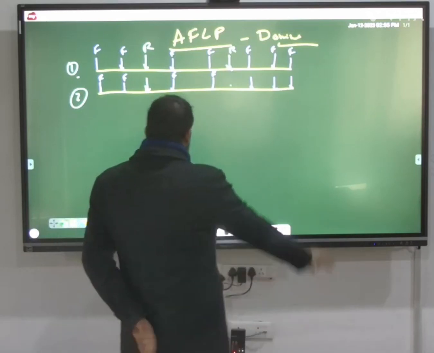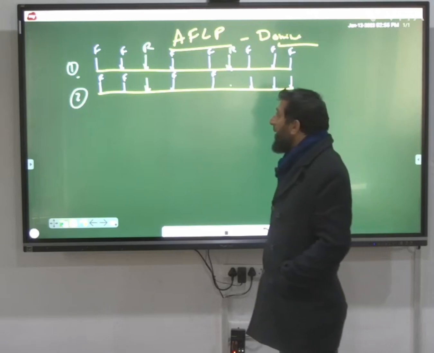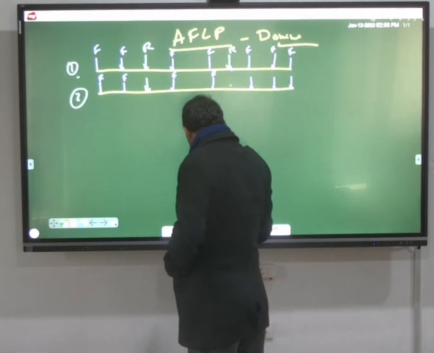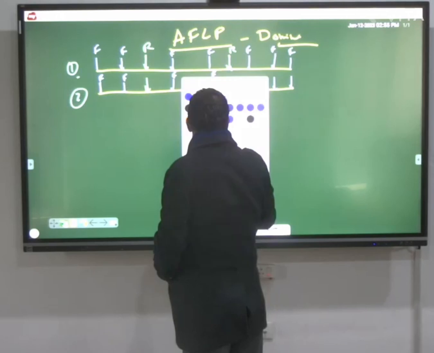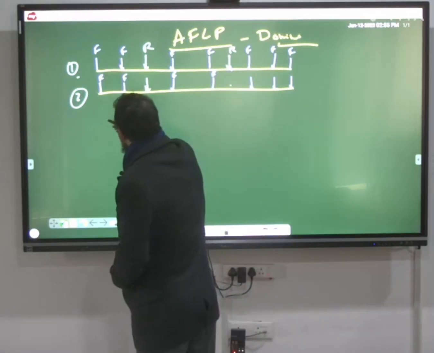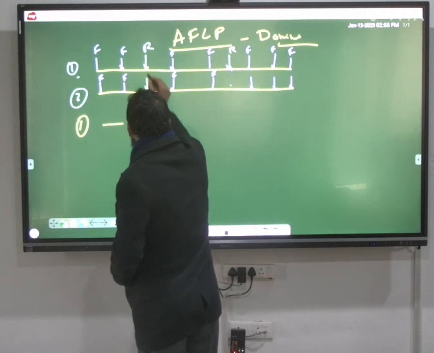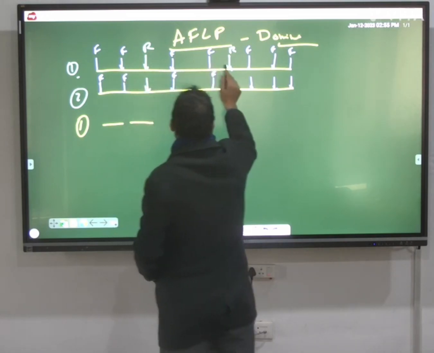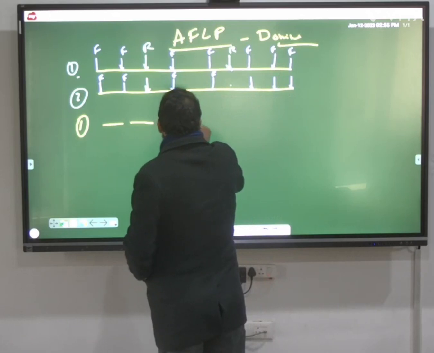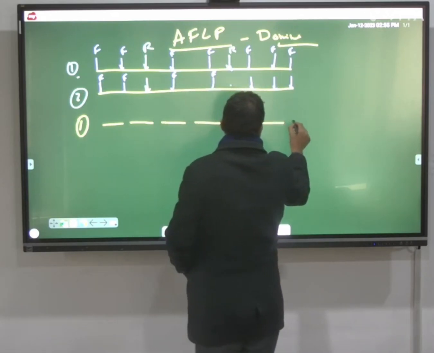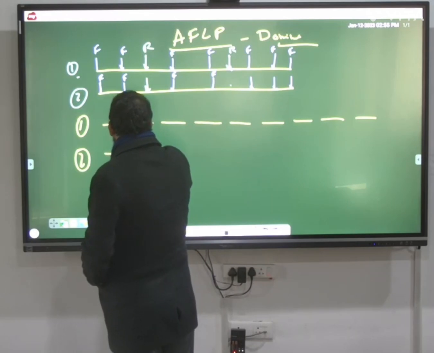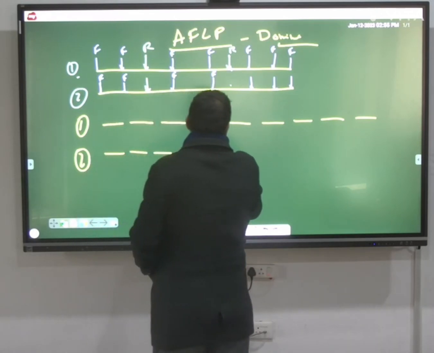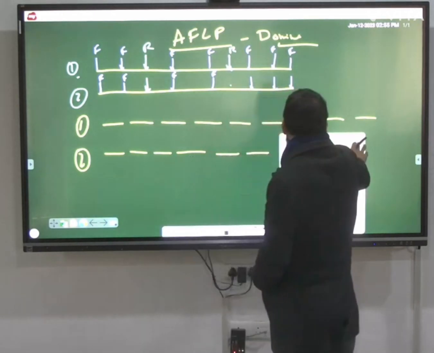Okay. Now after cutting this, we will draw it again. So you have, in case 1, one fragment like this, then you have another fragment like this, 1, 2, 3, 4, 5, 6, 7, 8, 9. 1, 2, 3, 4, 5, 6, 7, 8, 9. Similarly, in this case, you will have 1, 2, 3, 4, 5, 6, and 7.